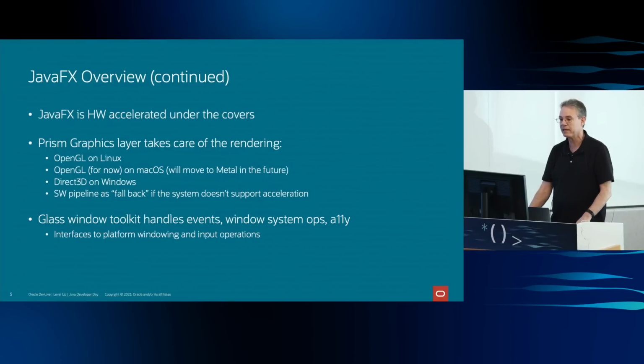JavaFX is fully hardware accelerated under the cover, so we use whatever the best native platform API is, which today is OpenGL on Mac and Linux, and Direct3D on Windows. We have a software pipeline fallback for the few systems, usually those over a remote desktop or virtualization environment is the only place we see that today, and on some older Linux machines. That's an automatic fallback that supports most things.